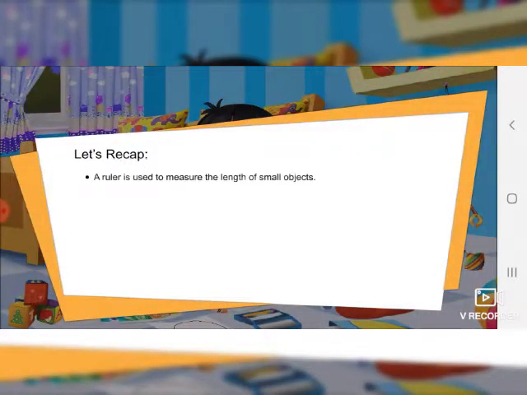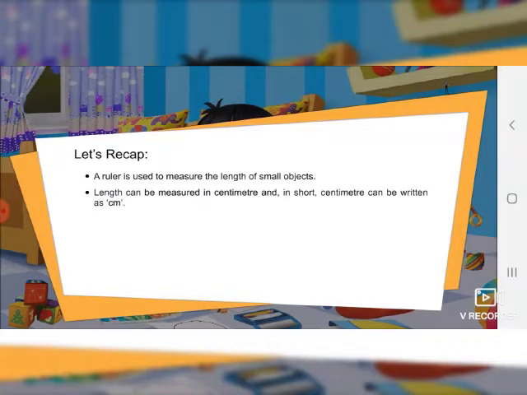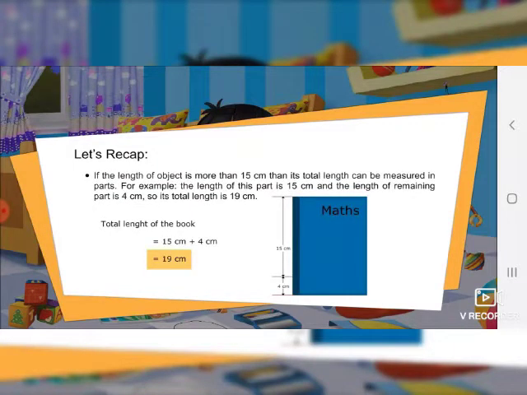Let's recap. A ruler is used to measure the length of small objects. Length can be measured in centimeter and, in short, centimeter can be written as cm. If the length of an object is more than 15 centimeters, then its total length can be measured in parts. For example, the length of this part is 15 centimeters and the length of the remaining part is 4 centimeters. So its total length is 19 centimeters.